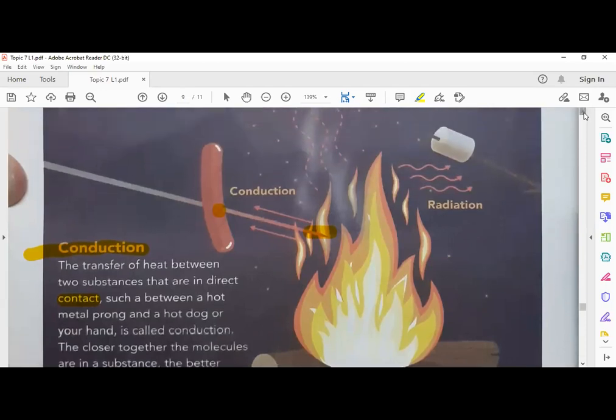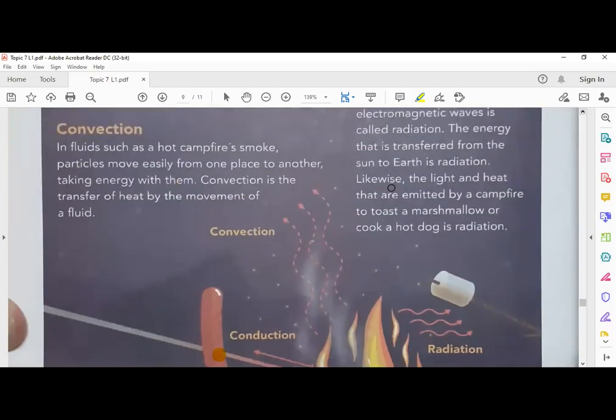The second way by which heat flows or moves is convection. Convection happens mainly in fluids. What is the meaning of fluids? Liquids and gases. Now, what happens in convection? Convection is the transfer of heat by the movement of the fluid.